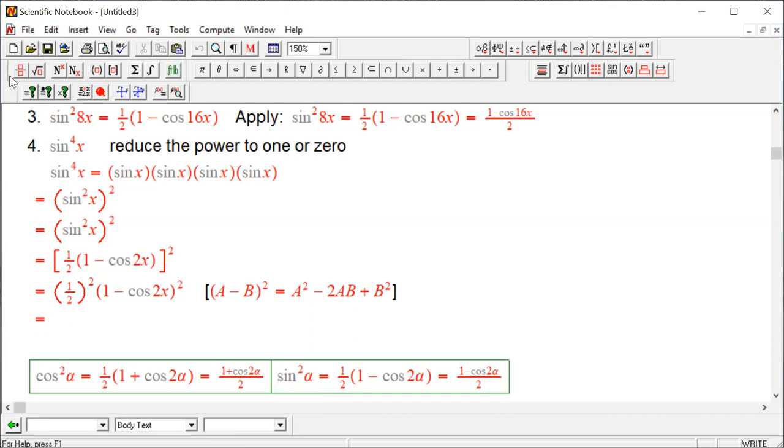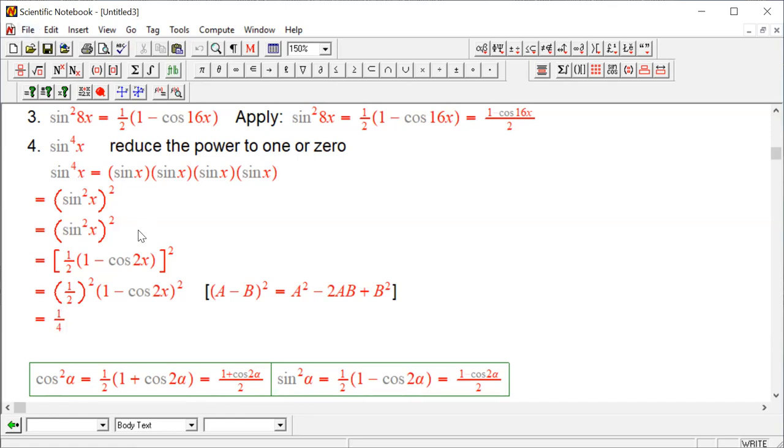1/2 squared is 1/4. Inside the parentheses, and this piece, I'm going to put in a bracket. So a squared, which is 1 squared, the square can be omitted. So you can just write 1 minus 2ab, 2 times 1 times cosine 2x, plus b squared. So cosine 2x times cosine 2x, that's going to be cosine squared of 2x.